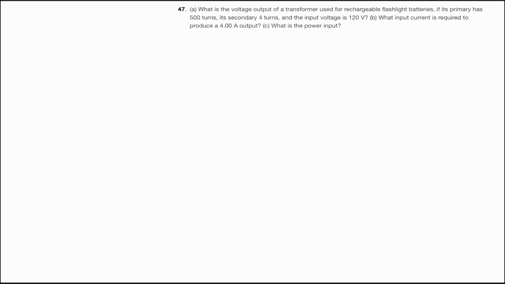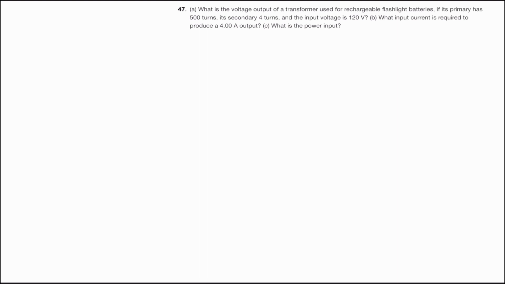Okay, here is another problem. In this one, we are given a situation where we have a transformer which is used to charge batteries. They ask us, what is the voltage output? The output. So this means we are interested in the voltage on the secondary side of the transformer. We're looking for V sub S. So the output of the transformer, the voltage, is going to be V sub S.